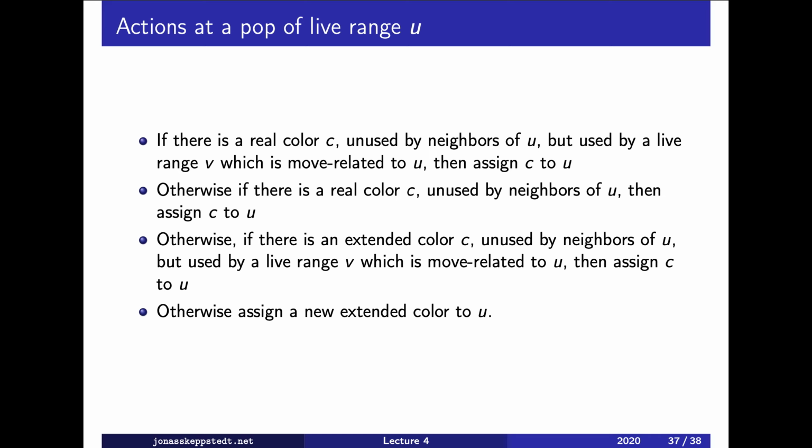First, if we find a real color which is not used by any neighbor, but used by a live range which is move related to U, that means there is a copy assignment between U and V, then we assign this color to U, in the hope of coalescing U and V later.